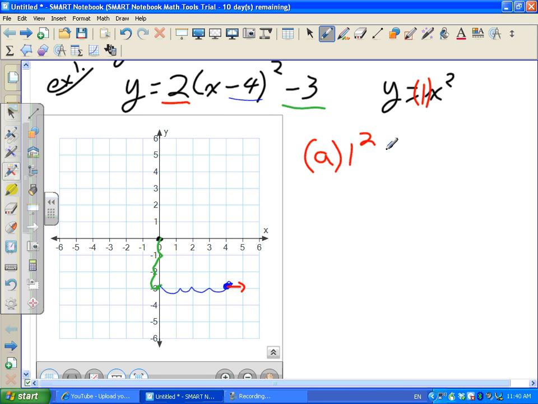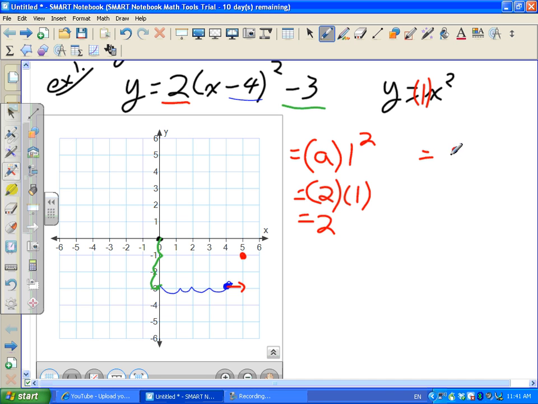In our case, we have the number 2. So 1 squared is 1, what is A? 2. 2 times 1 is 2, so I go over 1, up how many? Up 2. Same idea goes for negative 1, okay?